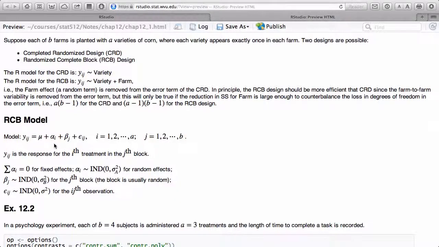The beta sub j's, as I indicated, in essentially all cases you can reasonably think of them as a random effect with some variance sigma squared sub b. So they're independent normal, mean zero, variance sigma squared sub b. And the epsilon is your error term, independent normal, mean zero, variance sigma squared.